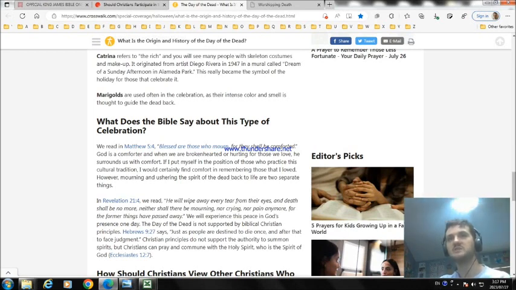What does the Bible say about this type of celebration? Well, we read in Matthew 5:4, Blessed are those who mourn, for they will be comforted. God is the comforter of the brokenhearted and of those hurting for the ones we love, and he serves us with comfort. I personally remember those I loved, and how mourning is the spirit of the dead.